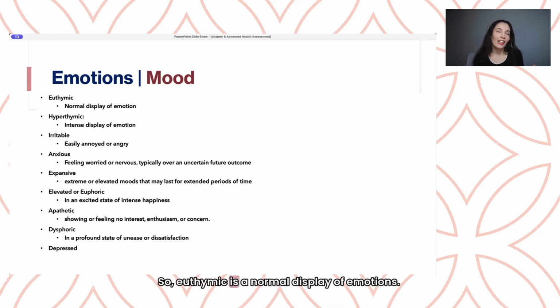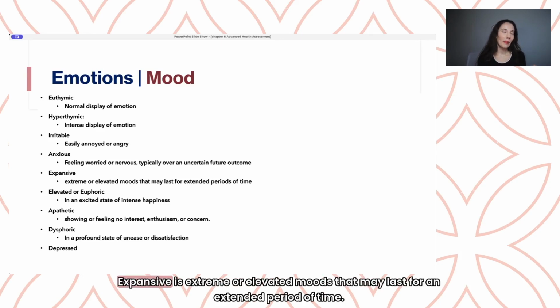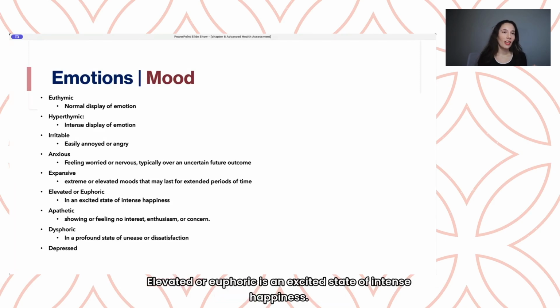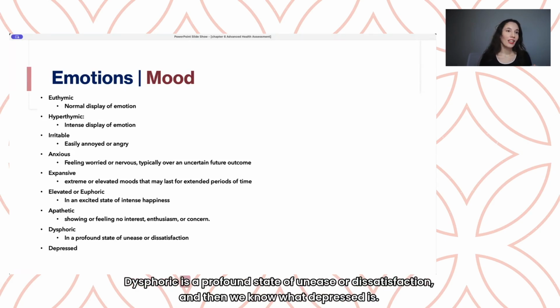So euthymic is a normal display of emotions. Hyperthymic is an intense display of emotions. We know irritable, we know anxious. Expansive is extreme or elevated moods that may last for an extended period of time. Elevated or euphoric is an excited state of intense happiness. Apathetic is showing or feeling no interest, enthusiasm, or concern. Dysphoric is a profound state of unease or dissatisfaction, and then we know what depressed is.